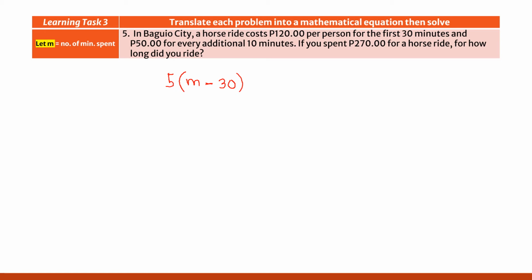Tapos, sabi natin, sure ka na ikaw ay nag-ride ng 30 minutes, di ba? Na kung saan ay nagbayad ka na ng 120 pesos. Nasa kabuuan, ito, yung additional minutes plus itong sure na 30 minutes, ay nakakonsumo ka ng halagang 270 pesos. Okay? So, tingnan natin. Ito ngayon ang ating equation. 5 times the quantity m minus 30 plus 120 is equal to 270.